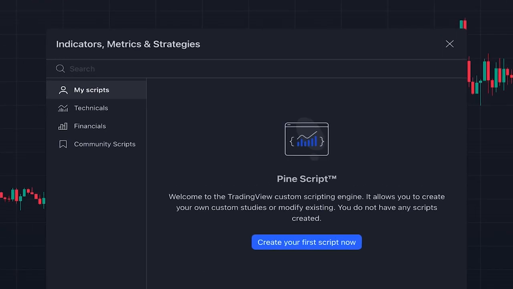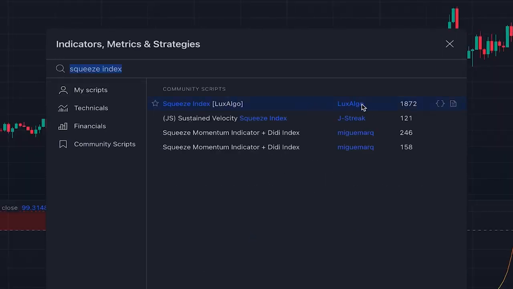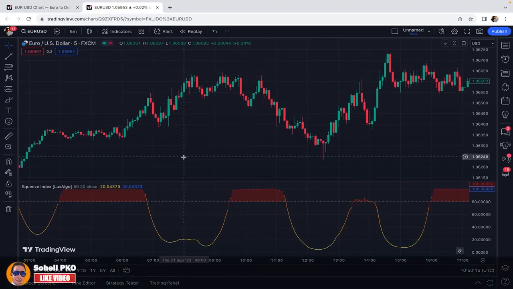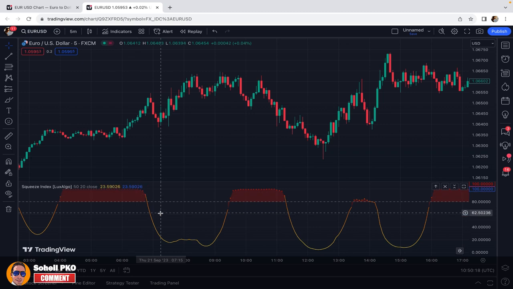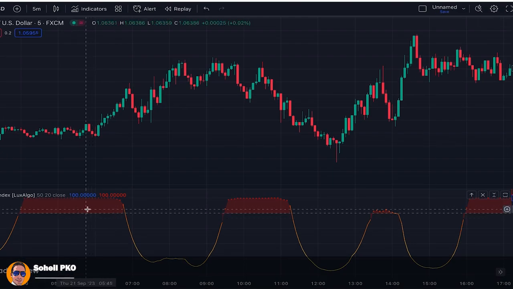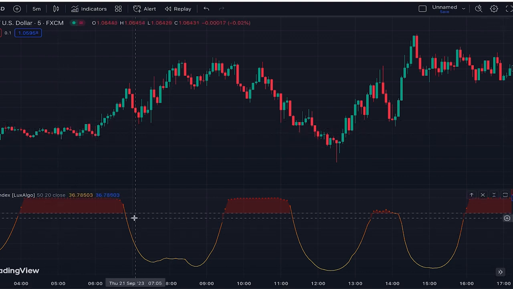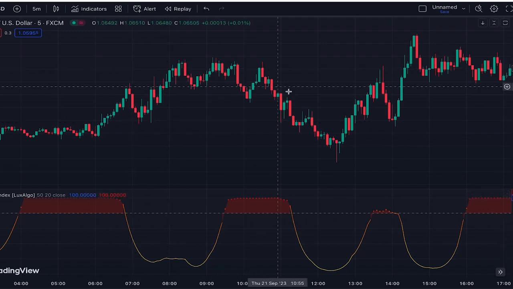The next indicator that I want to introduce is Squeeze Index, this one, which is a free indicator from Lux Algo, and it's a very good indicator to show us when the market is not trending and when the market is trending. It doesn't tell us anything about the direction, but only shows us if the market is trending or not trending. When it's above 80 and red, it shows that the market is in a squeeze mode. In other words, it's flat and not trending. And when it's below 80, it shows that the market is trending.